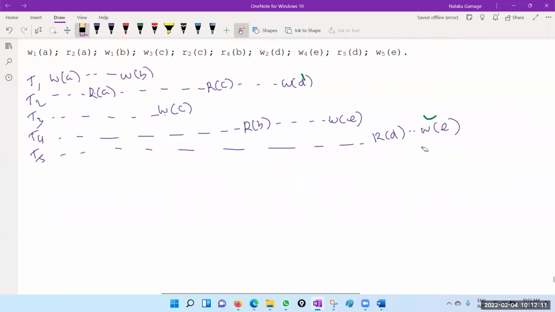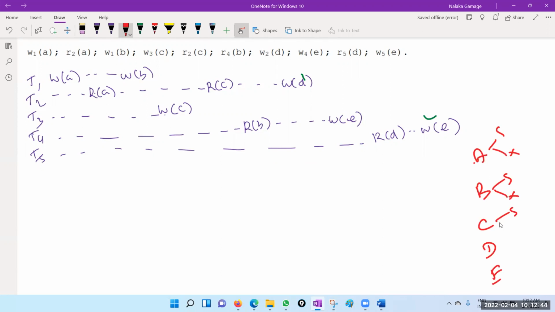Right. So how many resources are there? A, B, C, D, E. 5 resources are there. So the resources are A, B, C, D, E. And each resource has shared and exclusive, shared and exclusive, shared and exclusive.